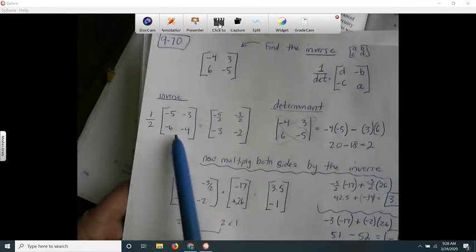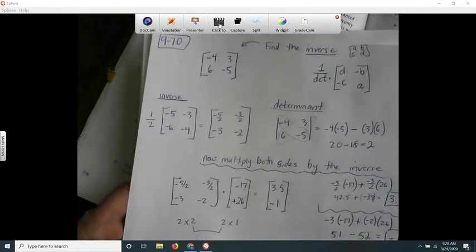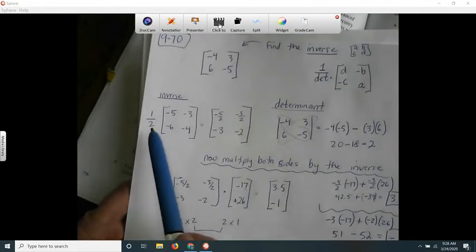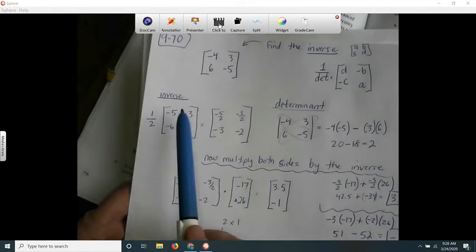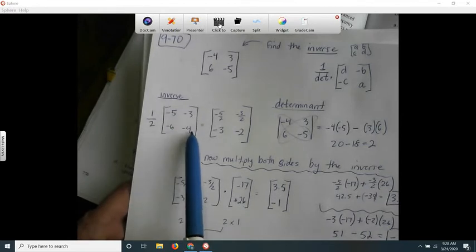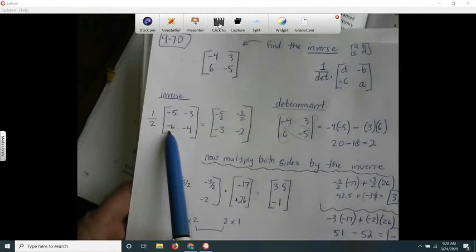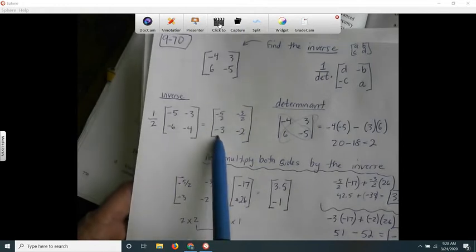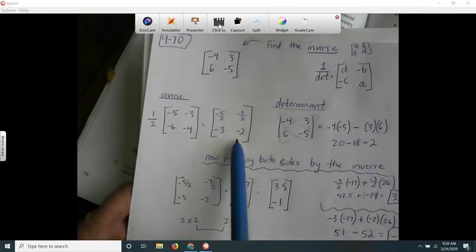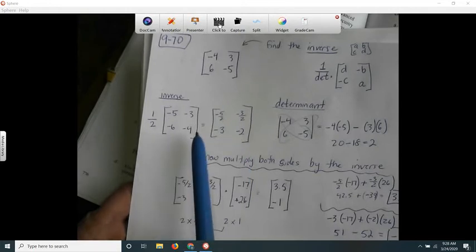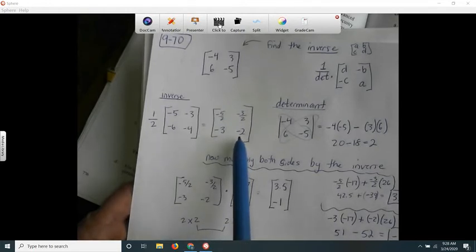So take that all in, and then scalar multiplication says I take this and multiply it by all 4 of the components. So this turned out to be 5 halves, 3 halves. This turned out to be negative 6 halves, which is negative 3. And this one turned out to be, well, half of 4 is negative 2. Okay, so this right here.